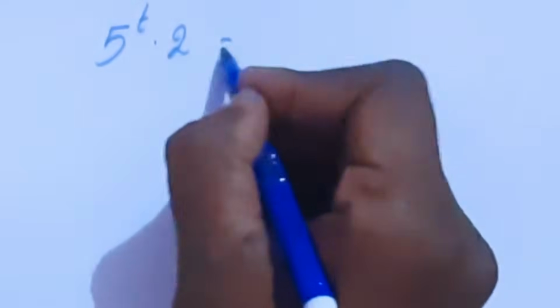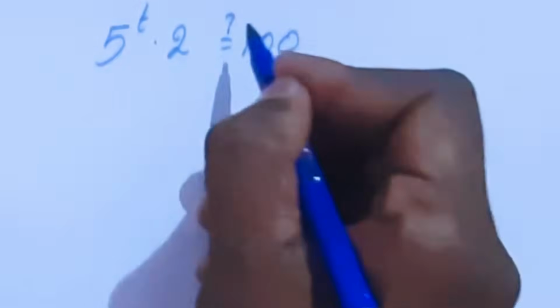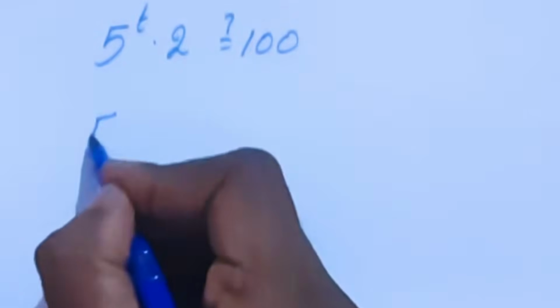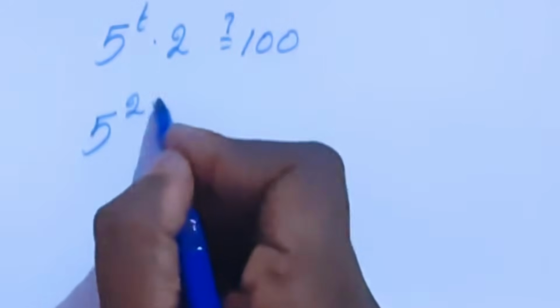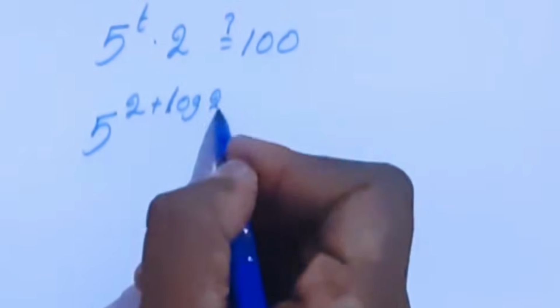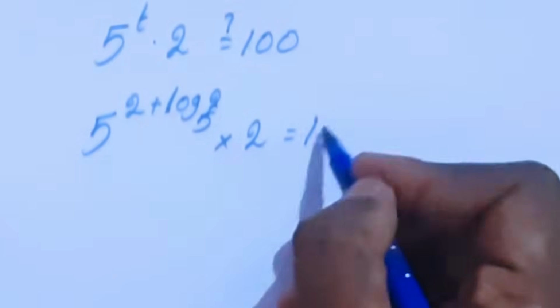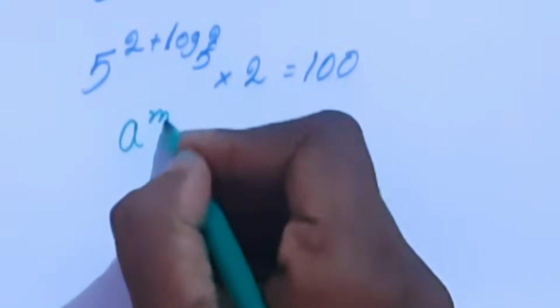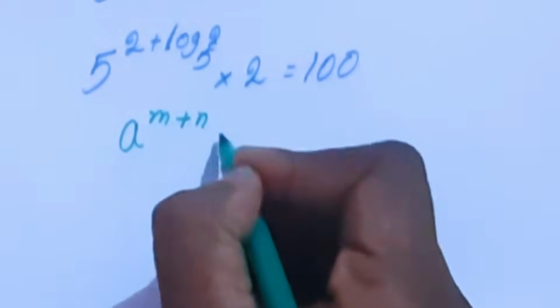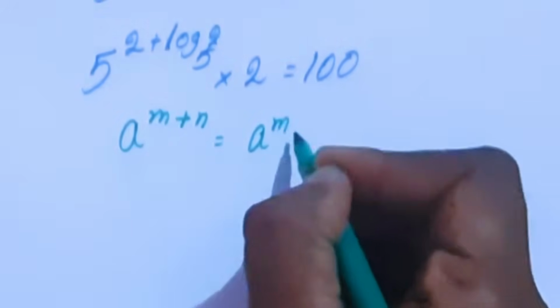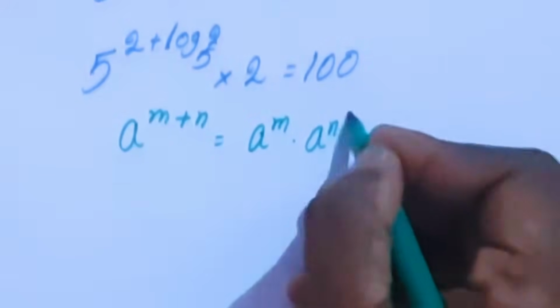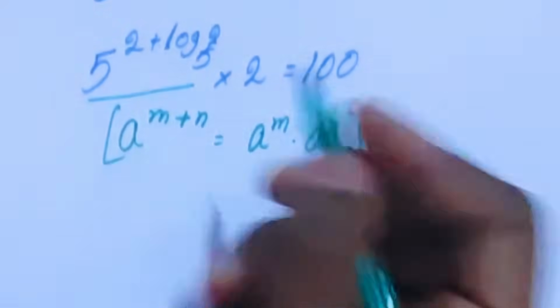Now here we are going to apply t here. 5 to the power of 2 plus log 2 base 5 times 2 equal to 100. Now we are going to apply this formula here. Exponent identity that a power m plus n equal to a power m times a power n. This exponent identity we are going to apply here.